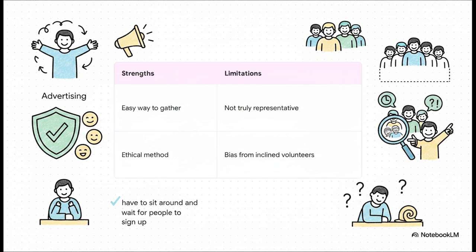On the positive side, it's a super easy way to gather participants, and it allows researchers to target specific samples easily just based on where they place the advert. Crucially, it totally sidesteps ethical hurdles regarding consent because participants aren't being pressured, they come to you willingly. But the fatal flaw is, once again, bias. Certain types of people, those with more free time or those highly interested in the topic, are far more inclined to volunteer. This means those who volunteer might not be truly representative of the general population. Plus, you literally have to sit around and wait for people to sign up.